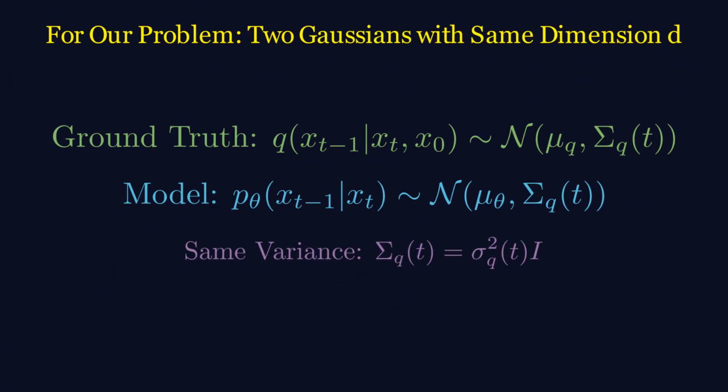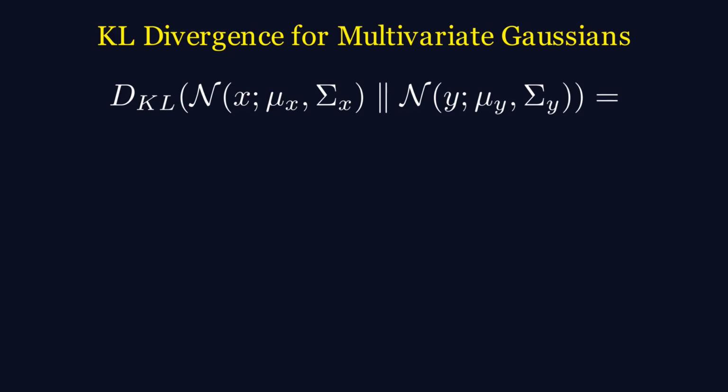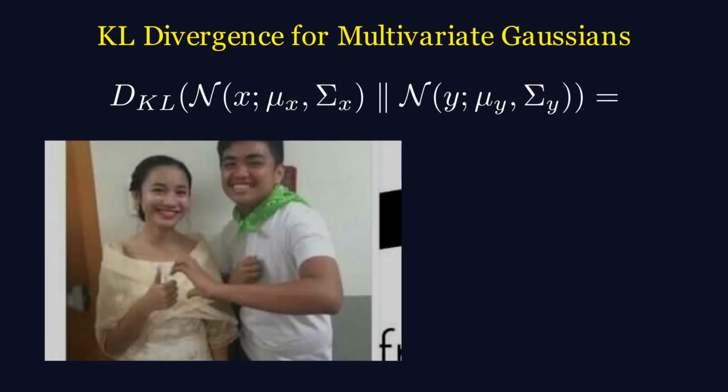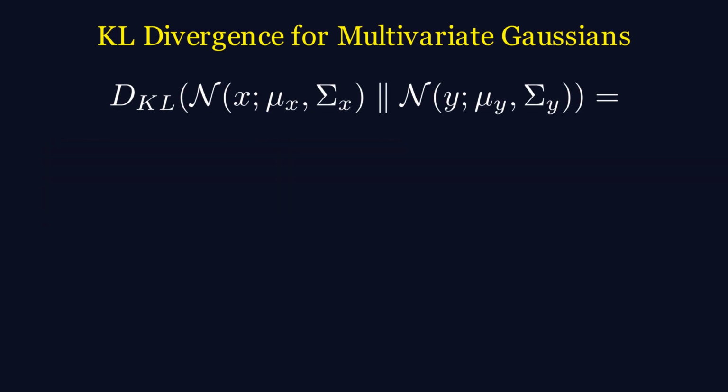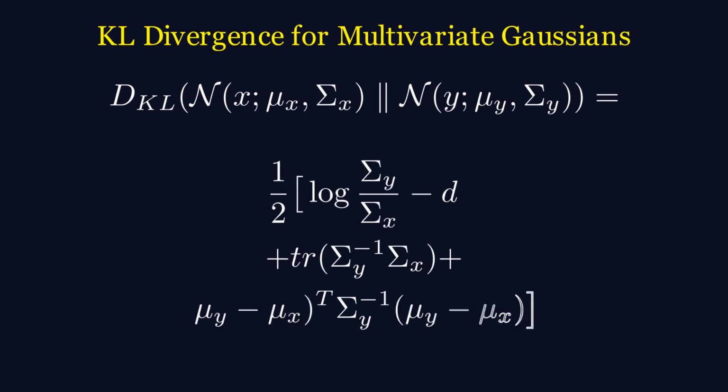To train our diffusion model, we need to minimize the KL divergence between the ground truth posterior and our learned model. Funny thing about KL divergence is it's similar to situations where maybe you feel close to them, but they don't feel as close to you. For multivariate Gaussians, the KL divergence has a specific form. It has four terms: the log ratio of covariances, the dimension d, the trace of covariance products, and a mean difference quadratic form.